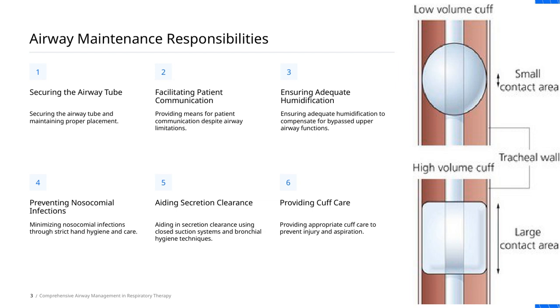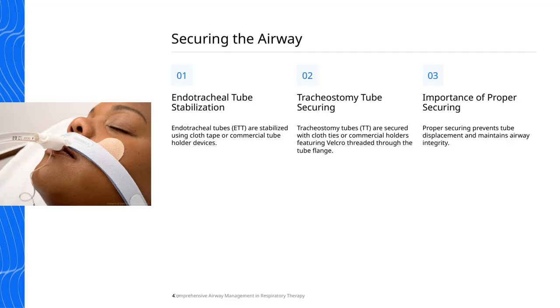Now, let's talk about the importance of properly securing airway devices to prevent displacement and maintain airway integrity. When it comes to tracheostomy tubes, or TT, they are typically secured with cloth ties or special commercial holders that often feature Velcro. These securements are designed to keep the tube in place securely and comfortably for the patient.